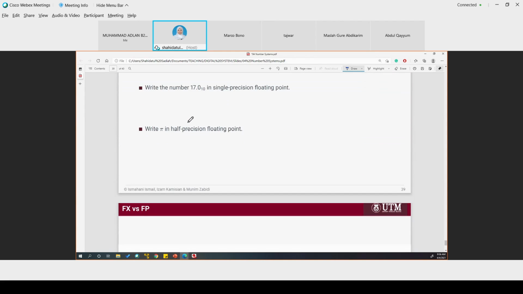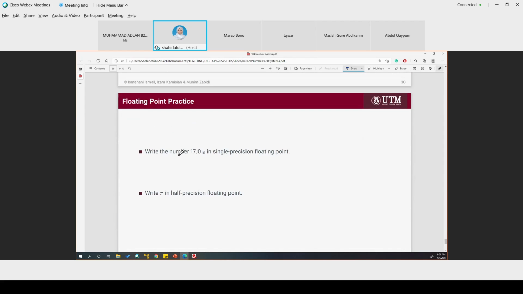And then we have some practice. So we can try to write the number 17.0, this is 17 in decimal, in single precision floating point. And we can also try to write pi in half precision floating point. All right, I'm not going to force you to submit any of these activities. If you try it and you couldn't get it, or you want to check the correct answer, you can ask me in the next class, right?